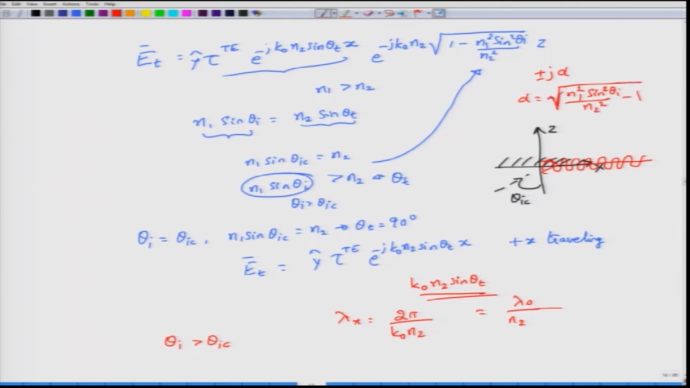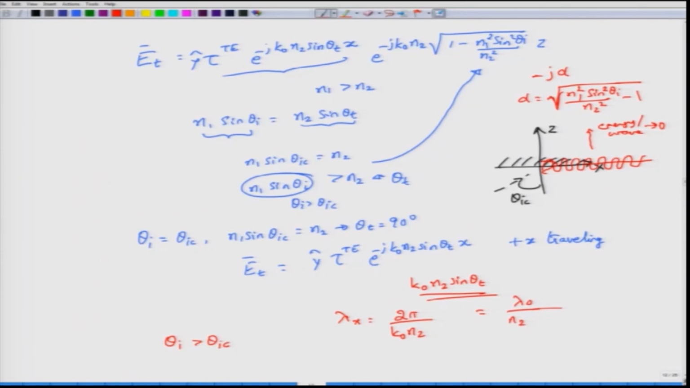So, should I choose plus j alpha or minus j alpha? Now, physically what I know is that if I move far away from the interface, I should not expect any energy, nor should I expect any waves. So, these waves should actually go to 0. If I had e power minus j k0 n2 and I choose plus j alpha, then minus j and j would become positive, and this would actually grow along z. Therefore, the correct sign to choose for this alpha is the minus sign. So, I have minus j alpha.